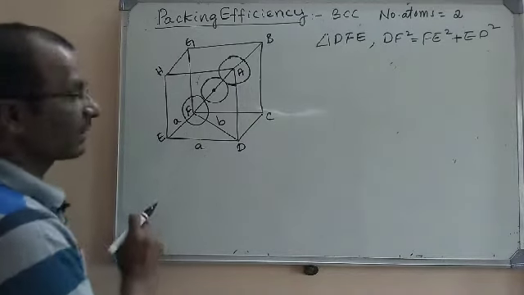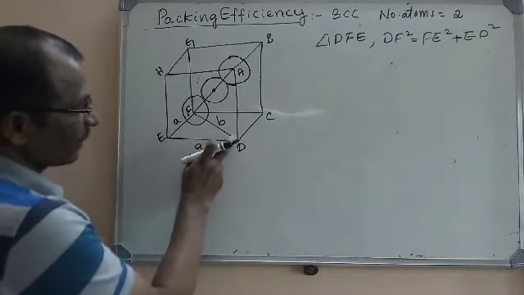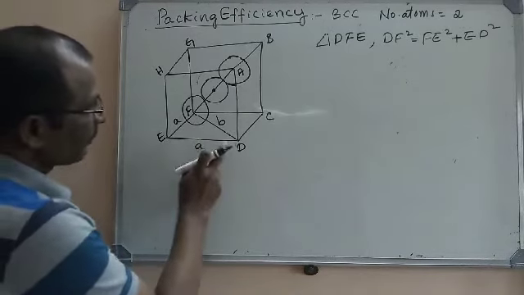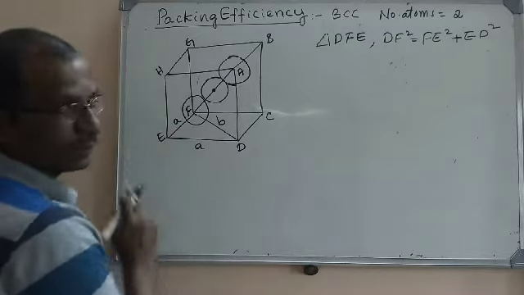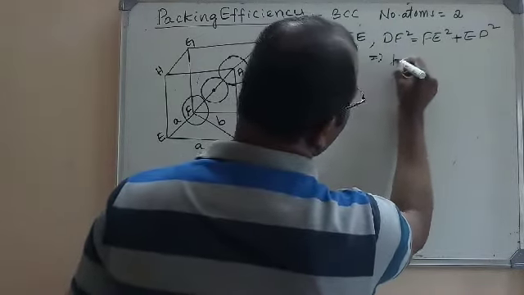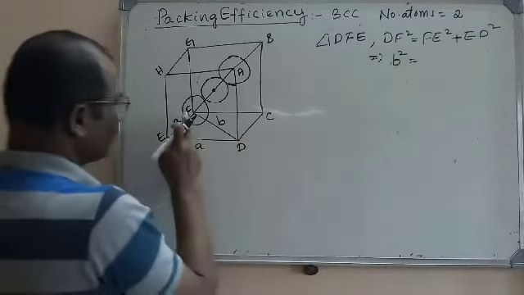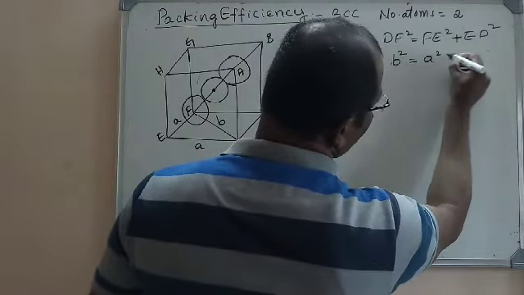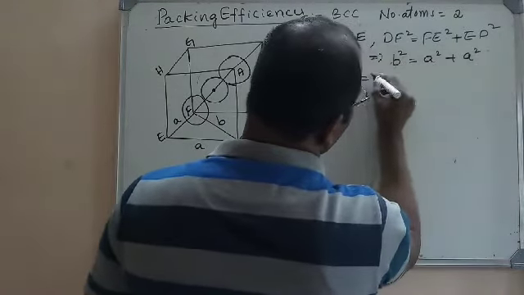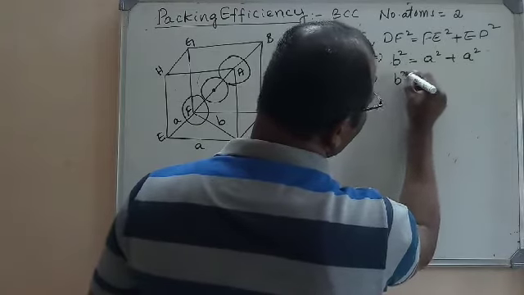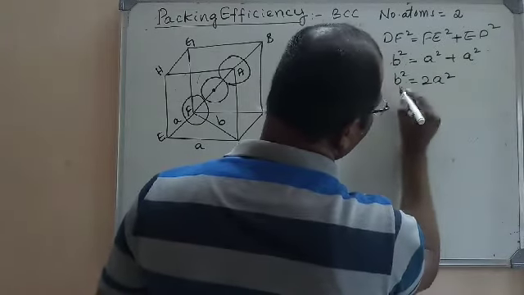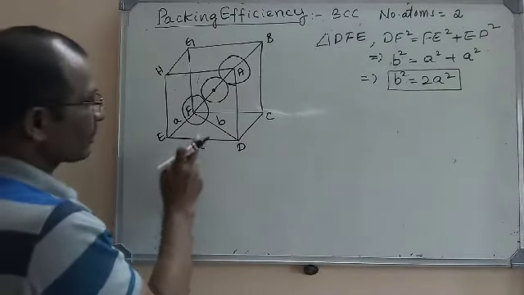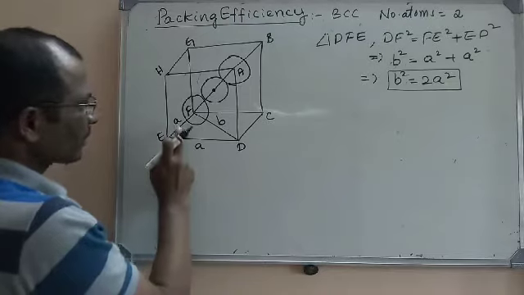Pythagoras theorem for this right angle triangle, so that the hypotenuse square, that is DF square, is equal to FE square plus ED square. But we know what DF is. The length of DF is equal to B. So B square is equal to FE, which is A, and ED is also A, so it will become A square plus A square. That implies B square is equal to 2A square. So B square, that is this diagonal, is equal to A square plus A square, 2A square.